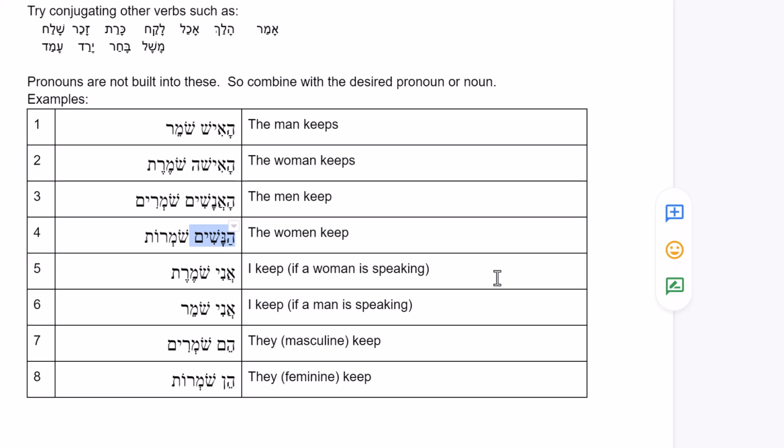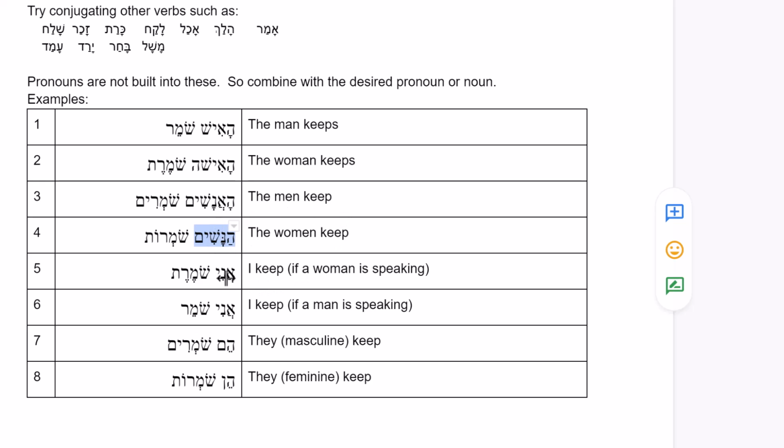The women keep. Hanashim shomrot. And if you haven't learned these yet, the words ish for man and isha for woman are a little bit irregular. So you need to learn those four. And I'll have those on a different slide, a different video as well. Ha'ish, ha'isha, ha'anashim, hanashim. So even the word for women ends with the im sound, which is typically a masculine ending. The difference between anashim and nashim is that nashim is women, anashim is men.